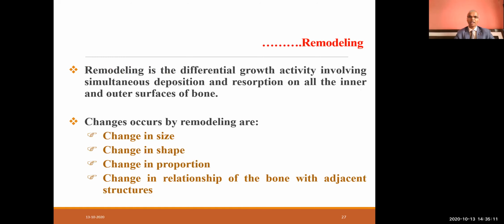So bone remodeling is the differential growth activity involving simultaneous deposition and resorption on all the inner and outer surfaces. So by this process, in bone occurs change in size of bone, change in shape of bone, change in proportions of bone, and also the change in relationship of the bone with adjacent structures.